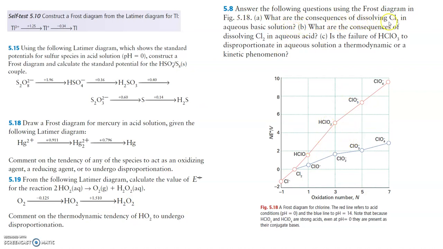What are the consequences of dissolving Cl2 in basic solution? If you dissolve Cl2 in basic solution, what will happen? This is for acidic solution. This is for basic solution. From the diagram, you try to interpret. What are the consequences of dissolving Cl2 in aqueous acid? Now this is Cl2 in aqueous acid. Compare with the acidic diagram.